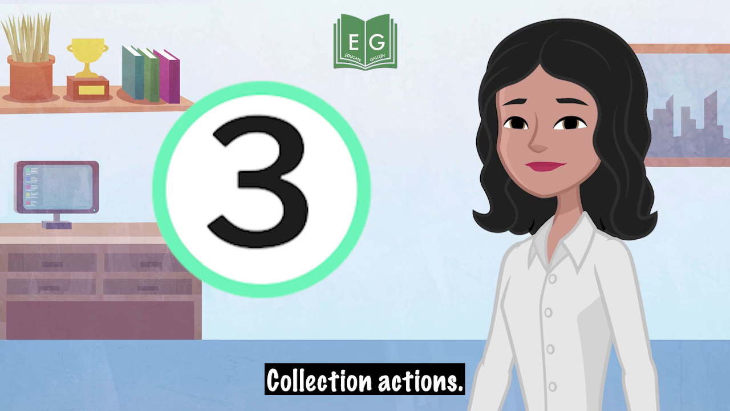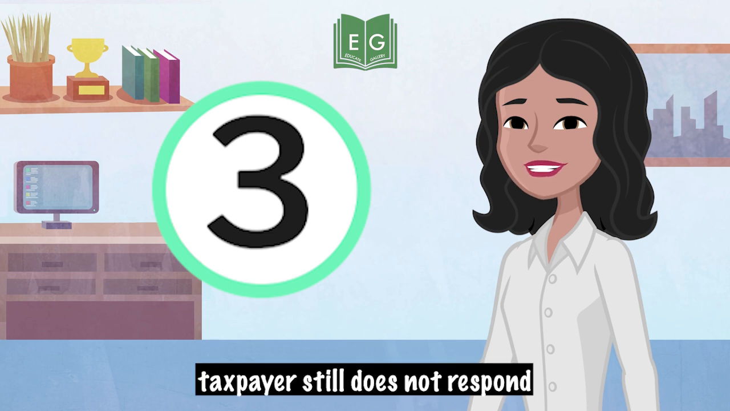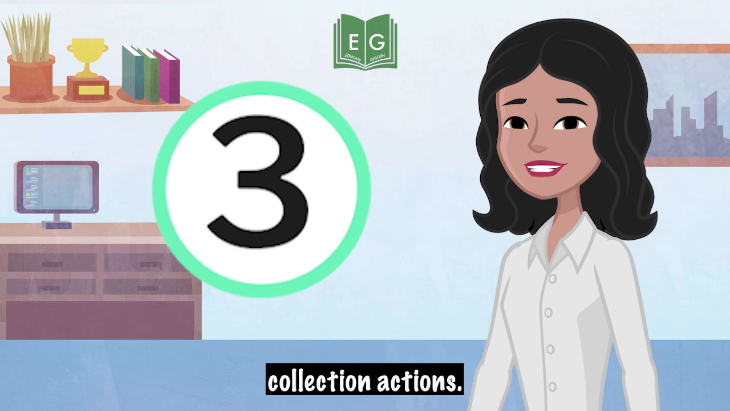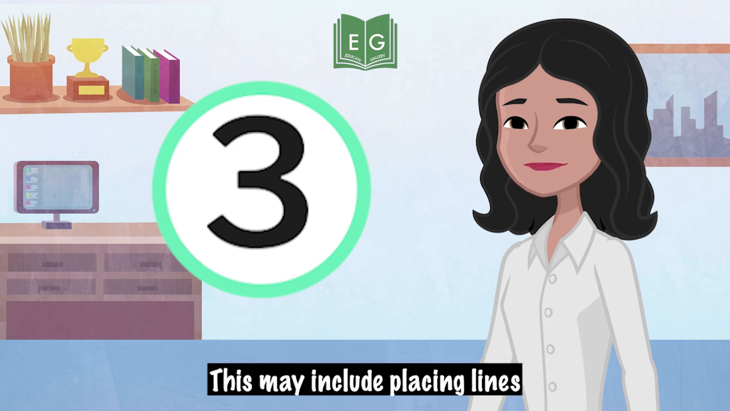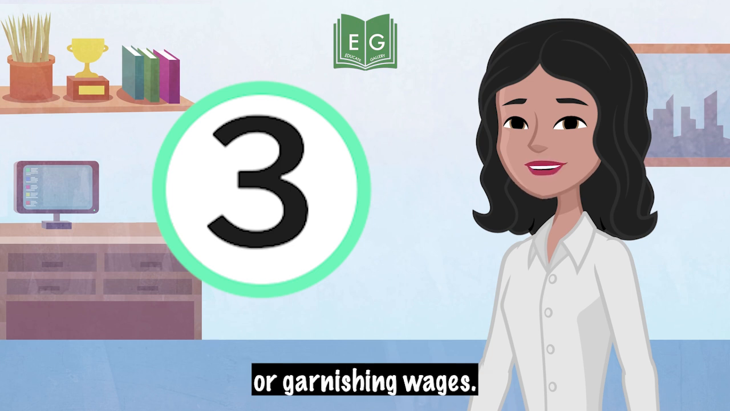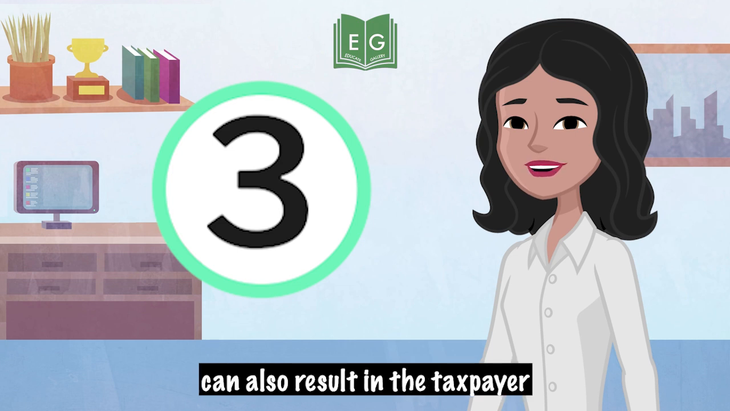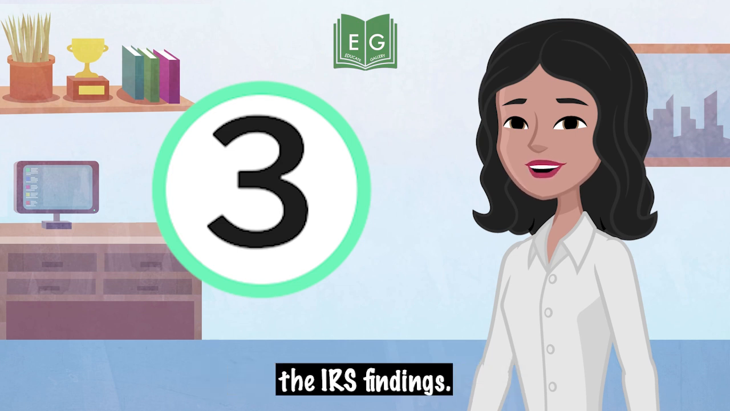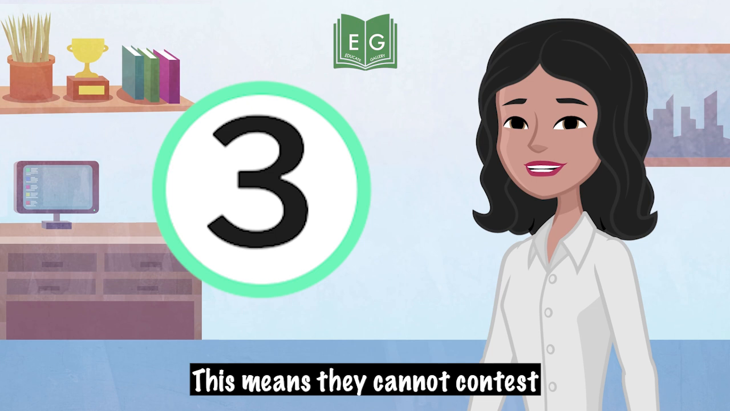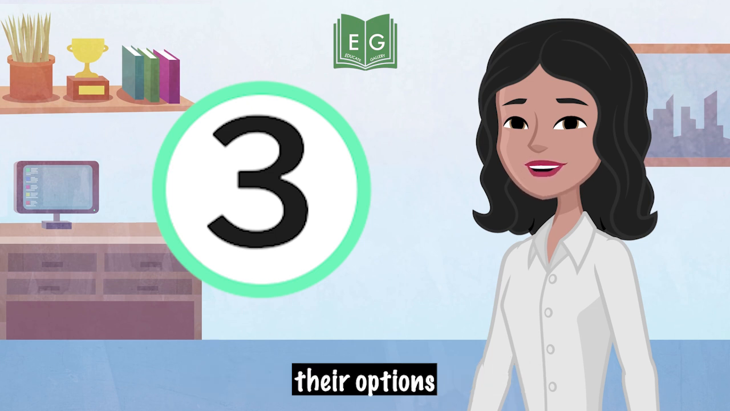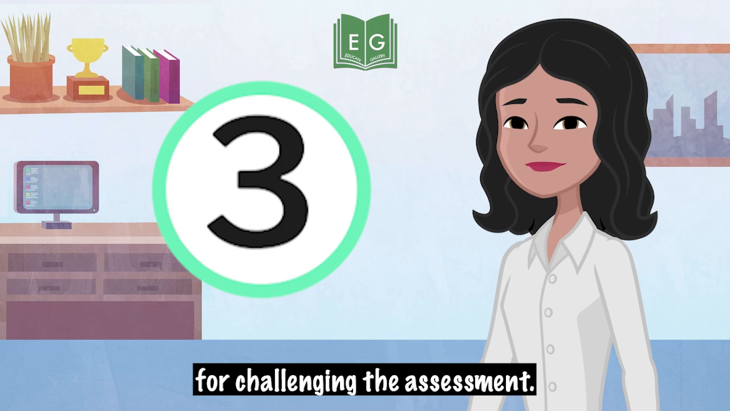Collection actions. If the taxpayer still does not respond or pay the assessed amounts, the IRS can initiate collection actions. This may include placing liens on the taxpayer's property, levying bank accounts, or garnishing wages. Loss of appeals rights. Failing to respond can also result in the taxpayer losing the right to appeal the IRS's findings. This means they cannot contest the decision administratively, which severely limits their options for challenging the assessment.